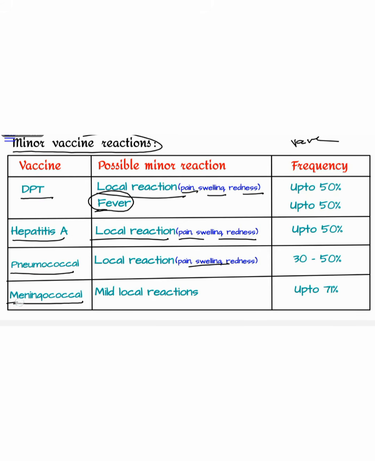And meningococcal starts with M, right? Here mild local reactions are seen. For DPT the frequency is 50%, like the people taking DPT vaccine these reactions may be seen in up to 50% cases. And for hepatitis A the frequency is 50%, and for pneumococcal 30 to 50%, and for meningococcal it is up to 71%. This is with the minor vaccine reactions.